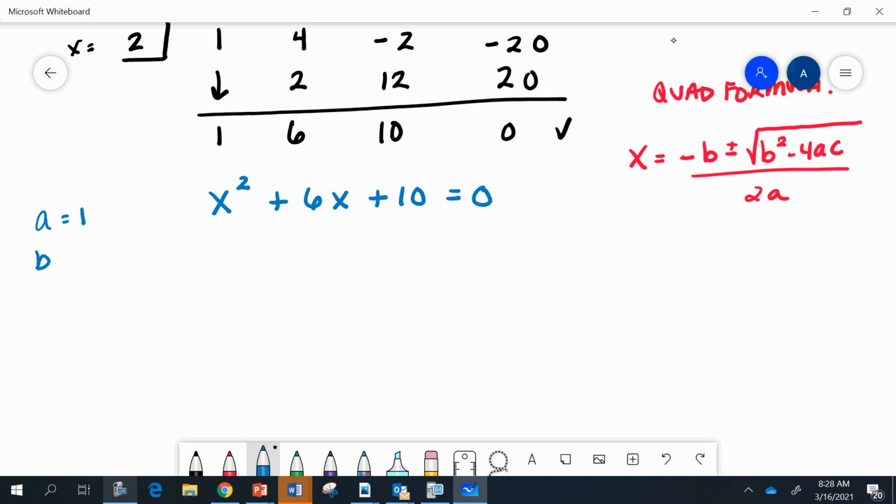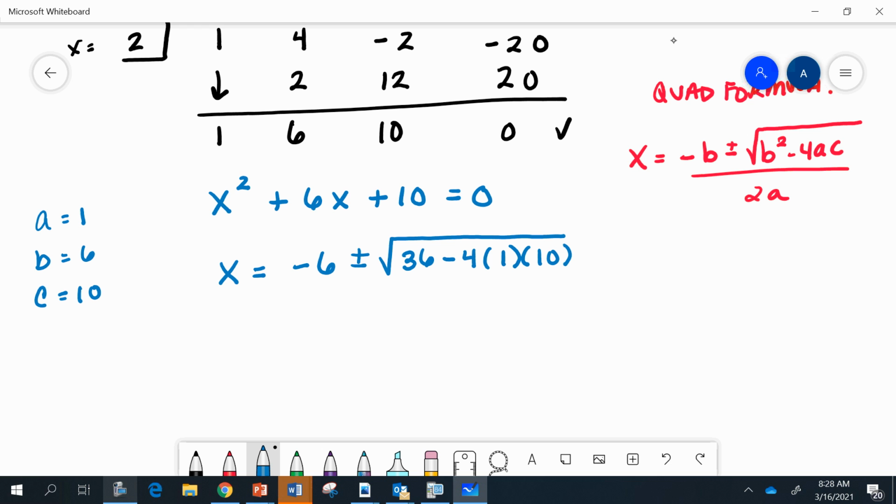The b value is going to be 6, and the c value is 10. So we would say x equals the opposite of b, so -6 plus or minus the big square root. Now for the b squared, instead of writing 6 squared, let's just go ahead and put 36. All right? Minus 4 times the a value, which is 1, times the c value, which is 10, all divided by 2 times the a value.